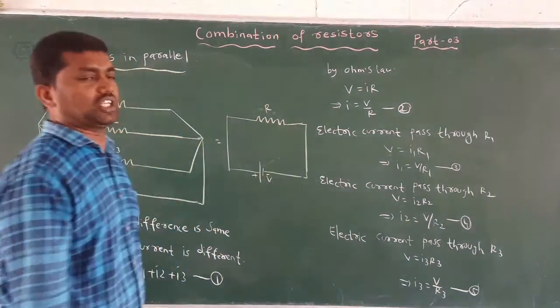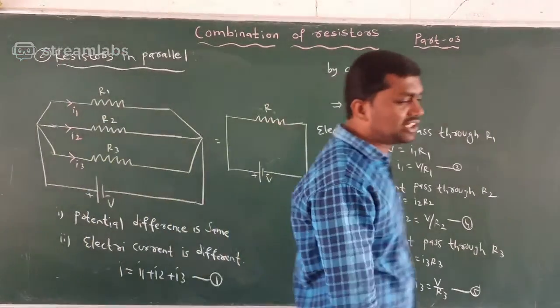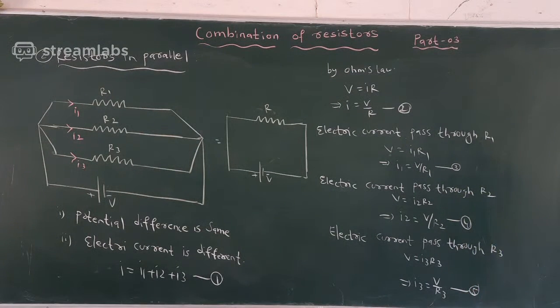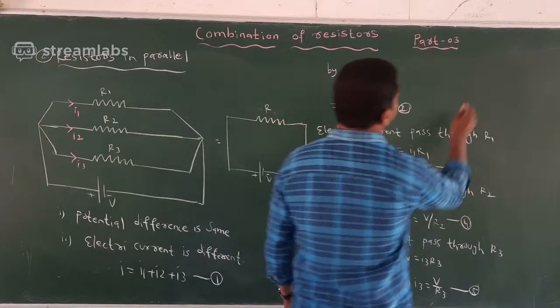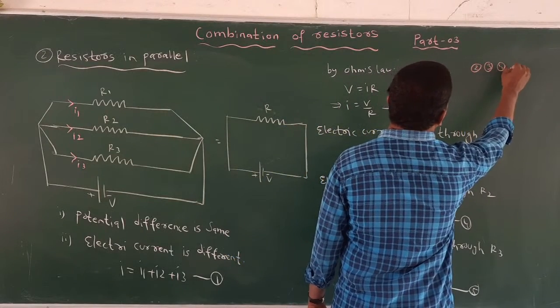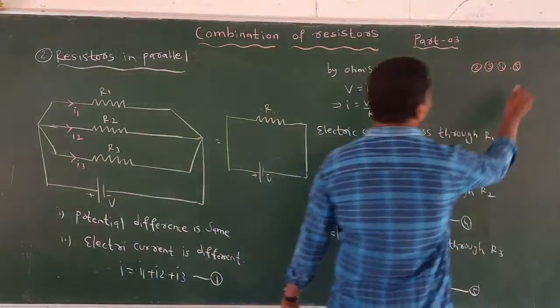So we can obtain these equations. We want to calculate the electric current in the circuit. First, I is equal to V by R, by Ohm's law. Second, I1 is equal to V by R1. Third, I2 is equal to V by R2, and I3 is equal to V by R3. So we substitute equations 2, 3, 4, 5 into equation number 1.